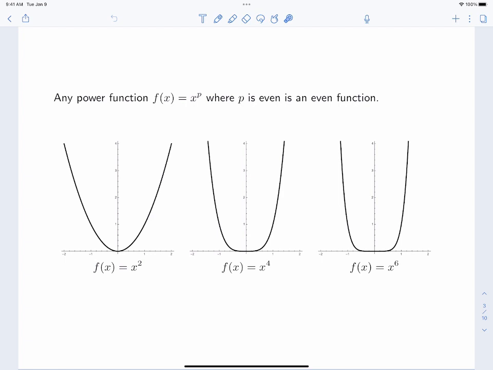Any power function f at x equals x to the p, where p is an even number, is an even function, and indeed that's where the name comes from. You can see these graphs here for f at x equals x squared, f at x equals x to the fourth, and f at x equals x to the sixth. These all have a similar shape, and they're all symmetric about the y-axis. They're all even functions.